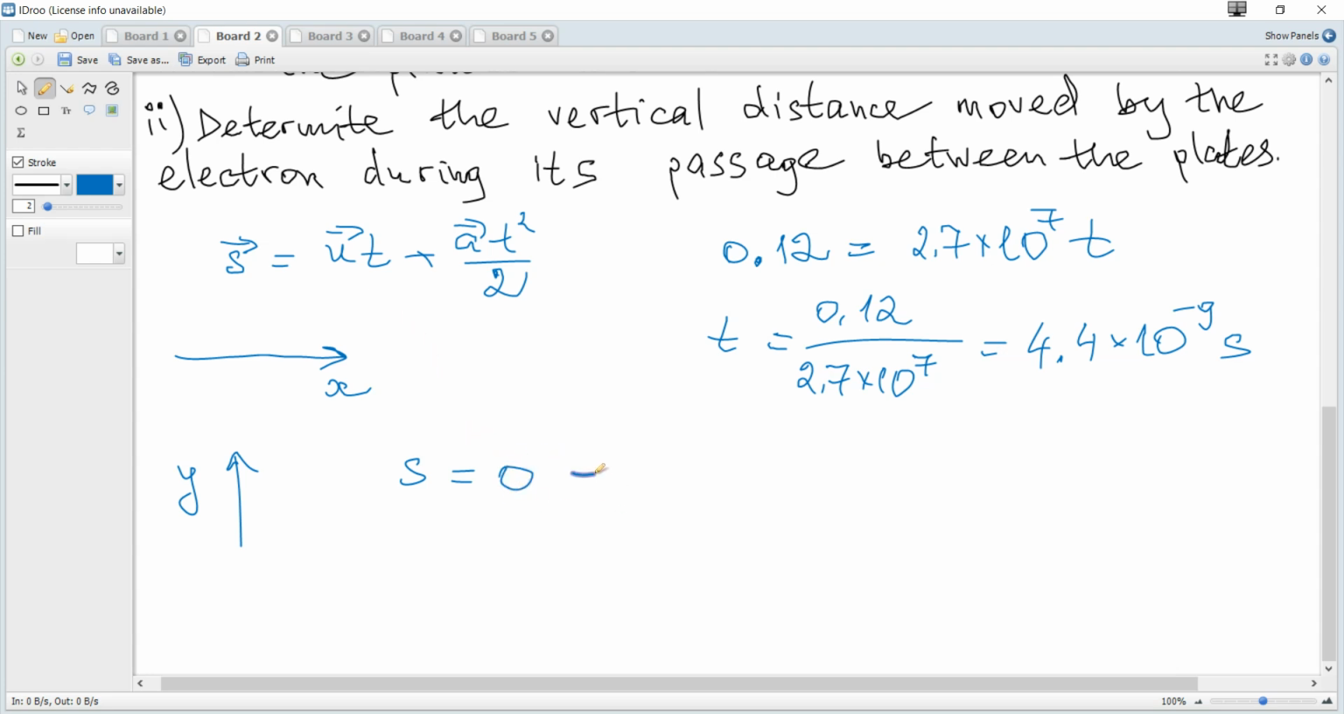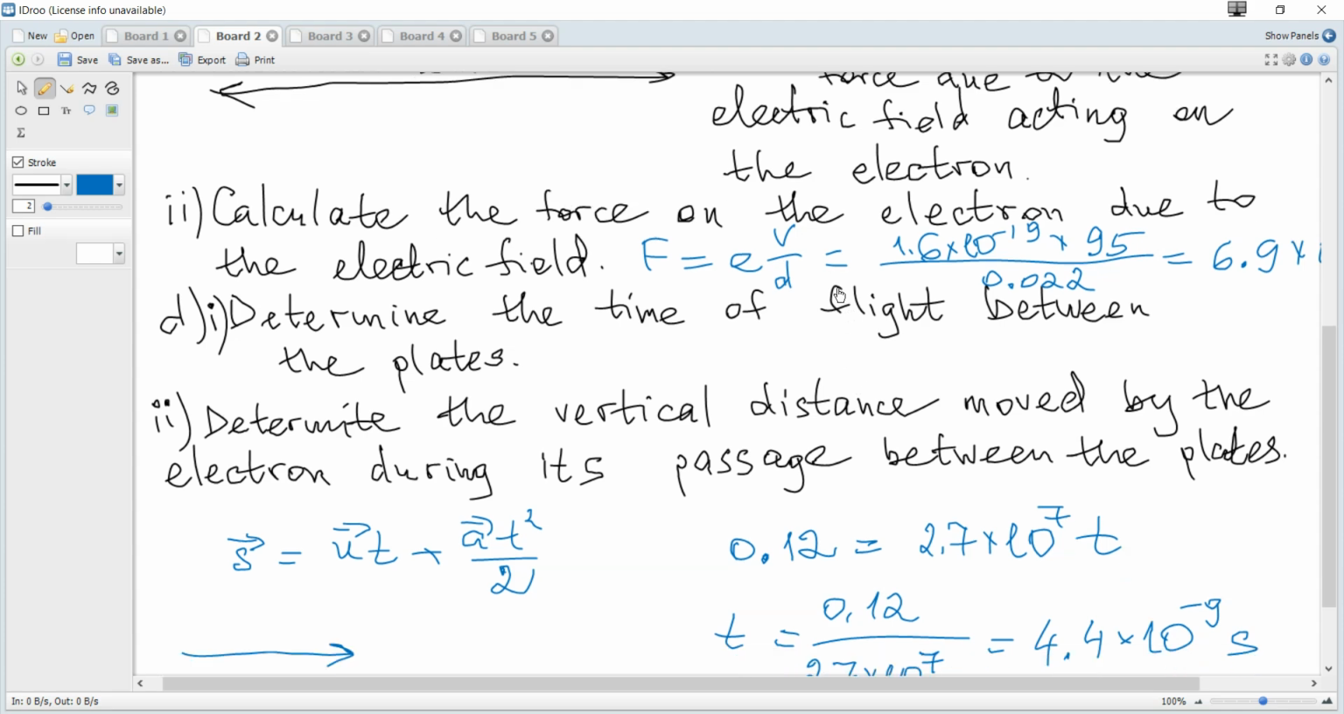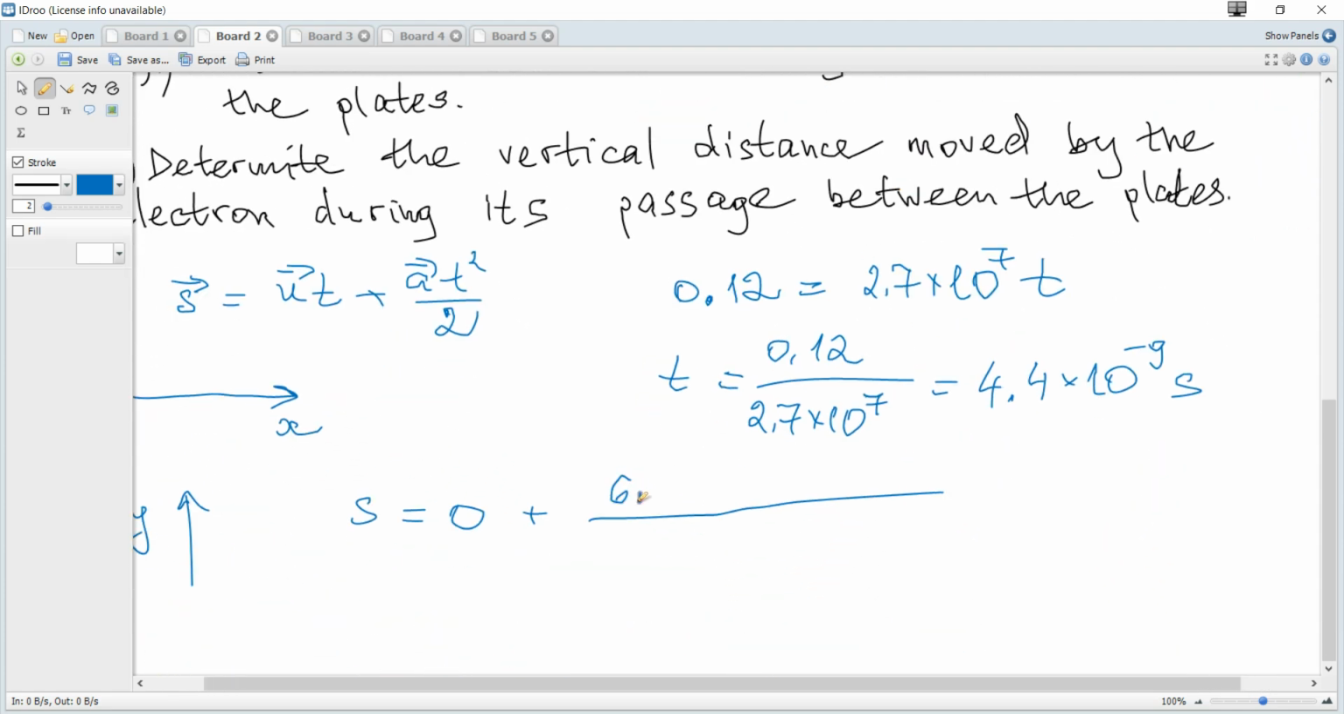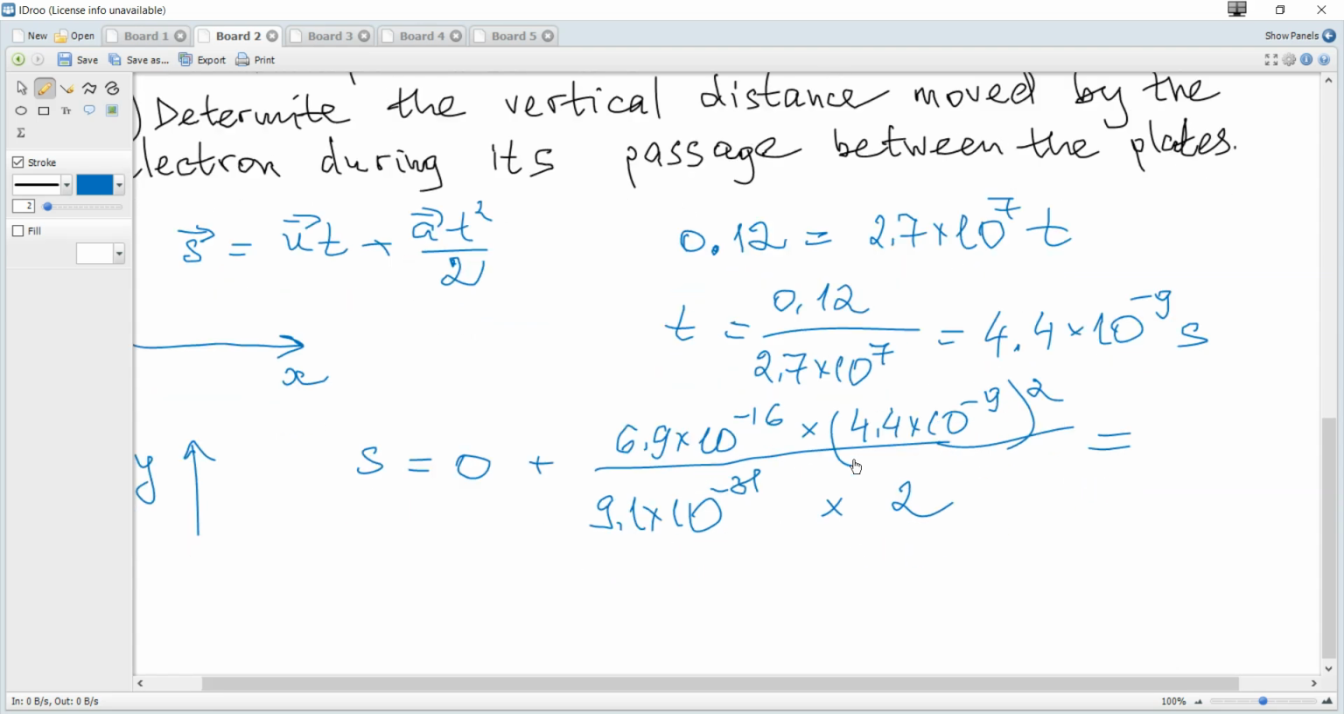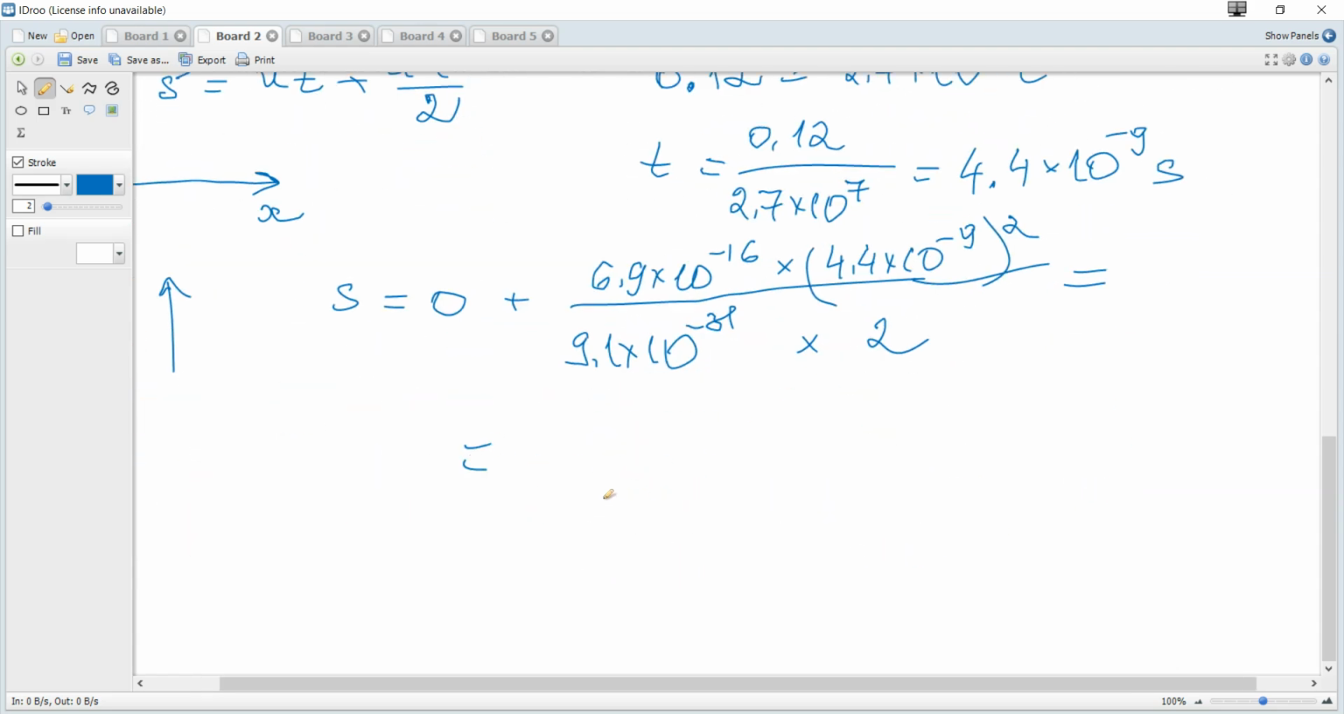it's 0, plus acceleration, which is just force divided by mass. Force is 6.9 times 10 to negative 16 divided by the mass of the electron, 9.1 times 10 to negative 31, and time squared, 4.4 times 10 to negative 9 squared, and this divided by 2, and it becomes 7.3 times 10 to negative 3 meters.